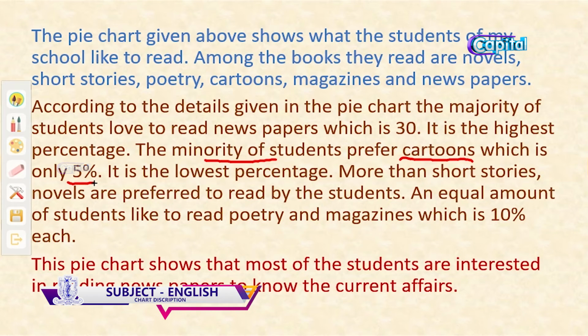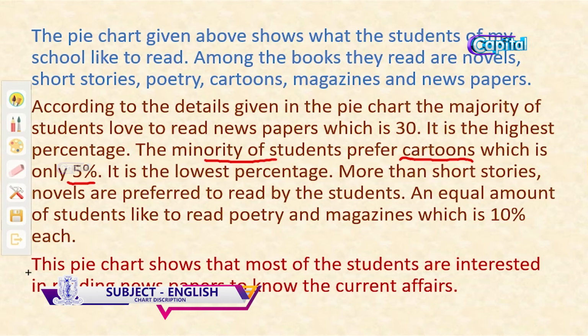Don't write the percentage for each and every item. The highest, the lowest and the equal amount can be shown with the percentage. Otherwise, don't list everything from the pie chart, the percentage and the item. It will look like listing them. An equal amount of students like to read poetry and magazines, which is 10% each.